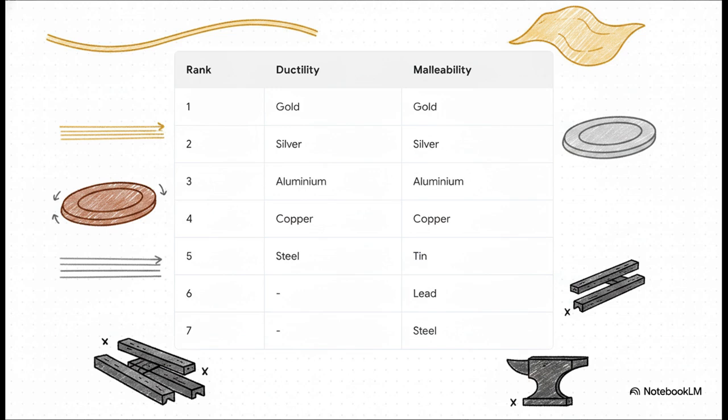Silver, aluminum, and copper follow closely behind. But check out the bottom of the list. Steel is highly resistant to being pulled or hammered. It is just incredibly stubborn and rigid.